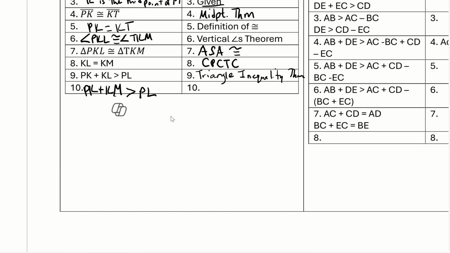So what happened from step 9 to step 10? Well, it looks like KL got replaced with KM because of step 8, right? Because they're equal to each other, so we can replace them. So that's a substitution. All right, and that forms the end of the proof, guys.